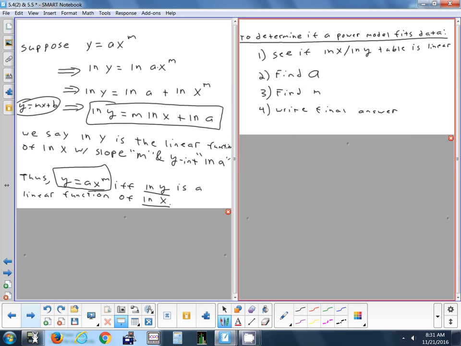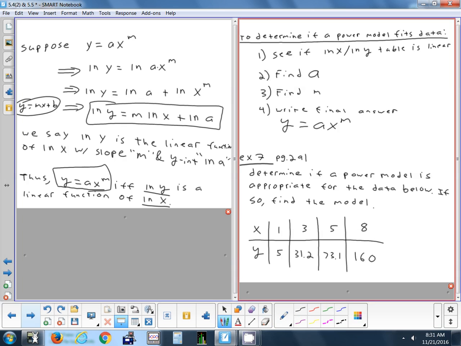And remember, once you fill in, you want your final answer to look like this. We're going to use that equation I put a box around to get the A and the M, but when we're done, we're going to put our answer in that form. All right, so let's just go through an example and see how we do a power model. We'll do it twice: once by hand, and then once with the graphing calculator.